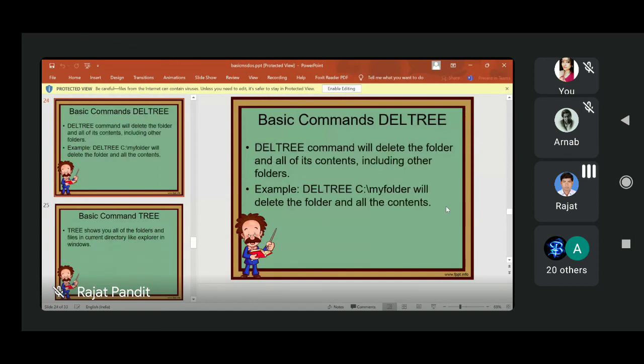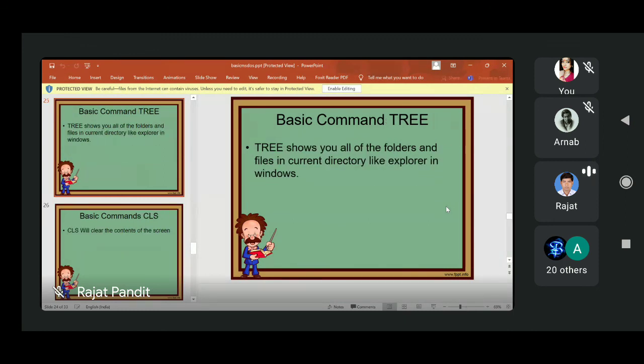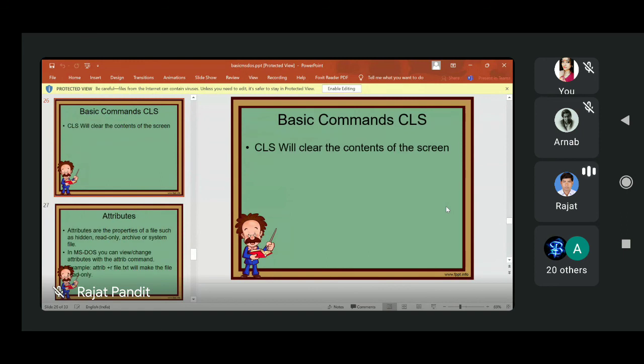Then deltree command will delete the folder and all the contents, including other folders. Example, deltree c colon myfolder will delete the folder and all the contents. Then the tree command, I have shown, shows all of the folders and files in the current directory like Explorer in Windows. Then CLS command I have shown you, it will clear the screen.